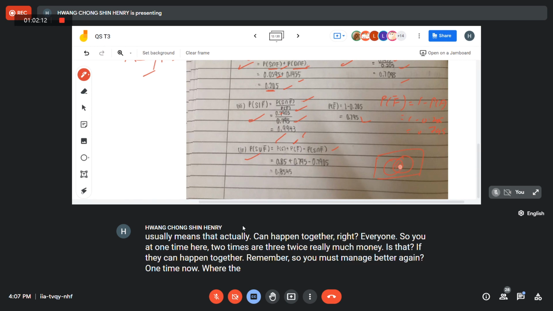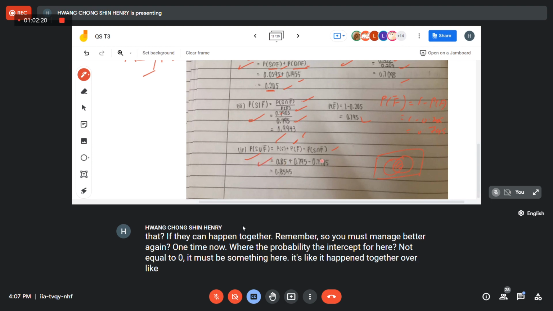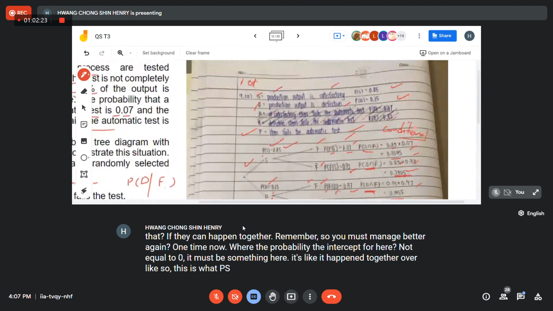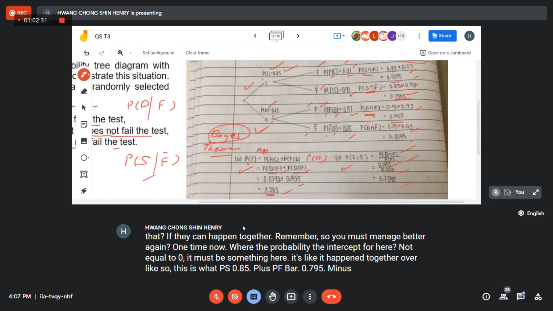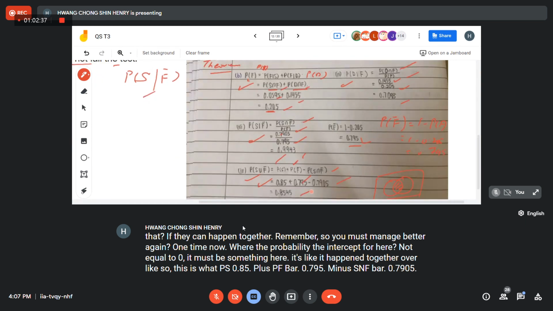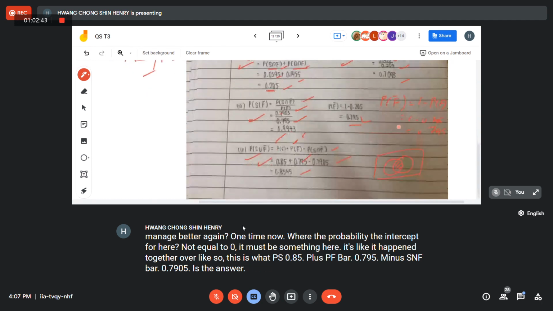Where the probability of the intersection point here is not equal to 0, there must be something here. This one can happen together, overlap. So this is what? P(S) 0.85 plus P(F bar) 0.795 minus P(S and F bar) 0.7905. This is the answer. Full mark. So this is done, non-mutually exclusive, can happen together.